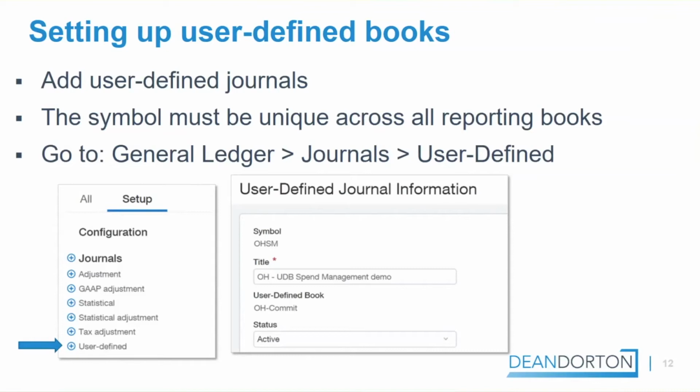So you can see here in the pop-up, while we've created the symbol for our journal and given it a title, we can also see that there is a user-defined book identified. In this specific case, we've identified the book we created in the last step, so this is the journal that will match all the journal entries specifically to that book.